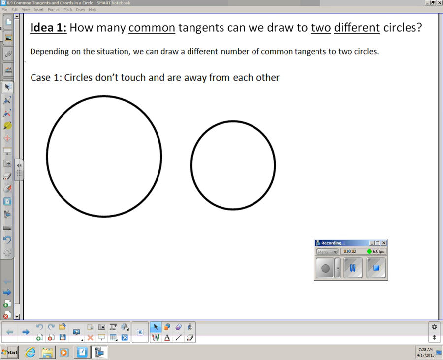All right. Two ideas that we didn't get to cover in the unit because they're not particularly important to the unit, but they do appear on the Regents from time to time. So I figured a video lesson would be appropriate. So idea one is how many common tangents can we draw to two different circles?